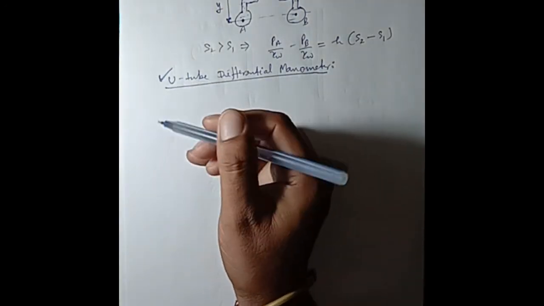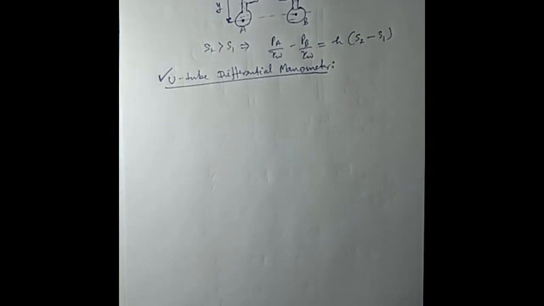Now, next one is the U-tube differential manometer. In this type of manometer, a U-tube is connected between two gauge points. The lower part of manometer tube contains a manometric fluid which is heavier than the liquid for which pressure is to be measured, that is S2 is greater than S1, and the schematic diagram we draw.